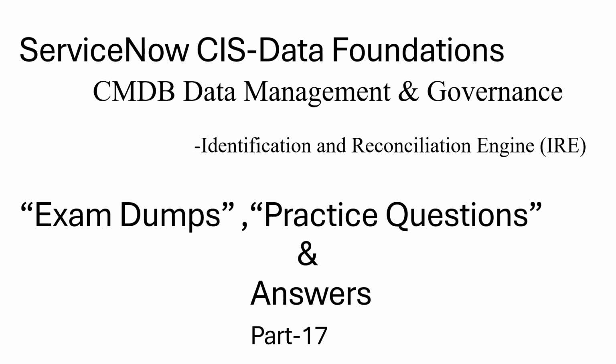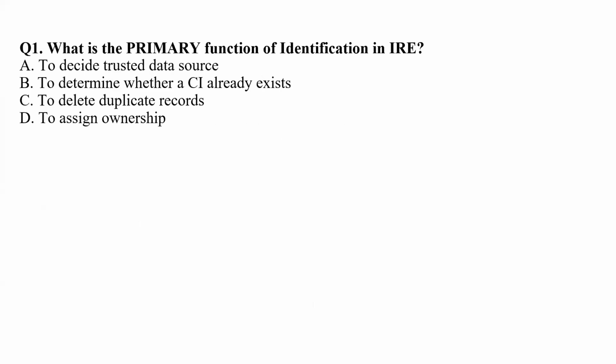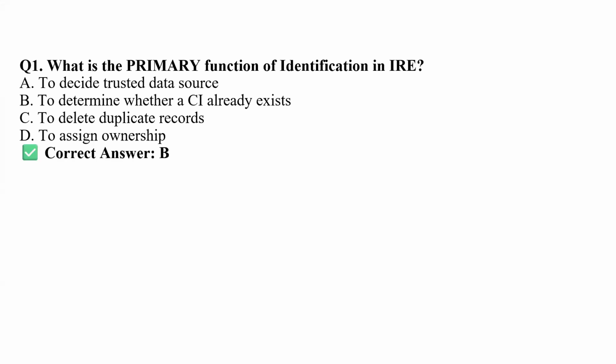Let's start. The first question is, what is the primary function of identification in IRE? Option A, to decide the trusted data source. Option B, to determine whether a CI already exists. Option C, to delete duplicate records. Option D, to assign ownership. The correct answer is to determine whether a CI already exists.